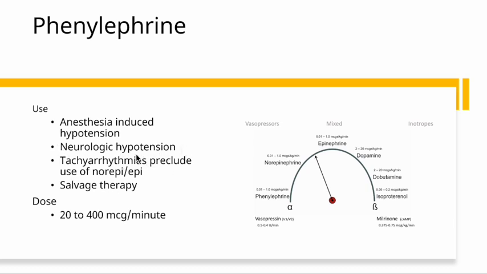And then in patients for whom tachyarrhythmias preclude the use of norepinephrine or epinephrine, for example, a patient who goes into atrial fibrillation with RVR or other supraventricular tachycardias, phenylephrine can be used as a substitute as it has no beta agonism and is not an arrhythmogenic vasoactive medication.